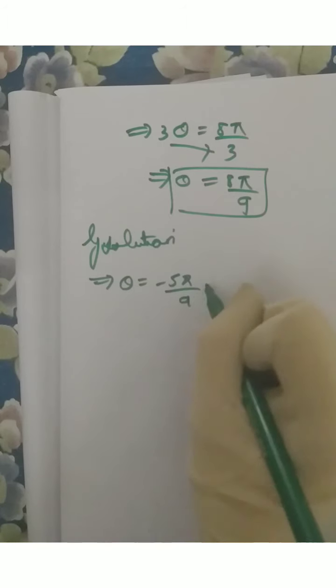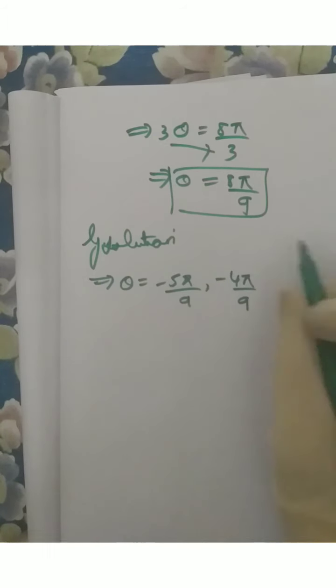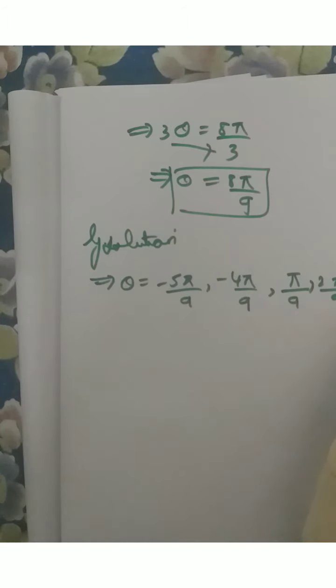So finally we got the values of the general solution as theta equals minus 5 pi by 9, minus 4 pi by 9. From the starting I'm writing whatever I got, plus pi by 9, plus 2 pi by 9, plus 7 pi by 9, and plus 8 pi by 9.